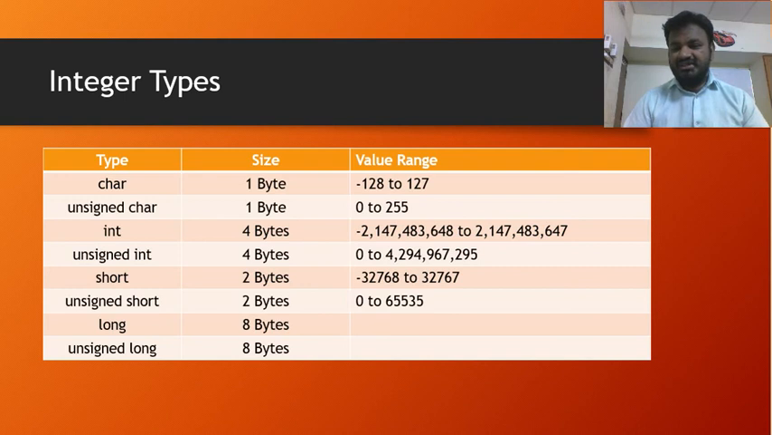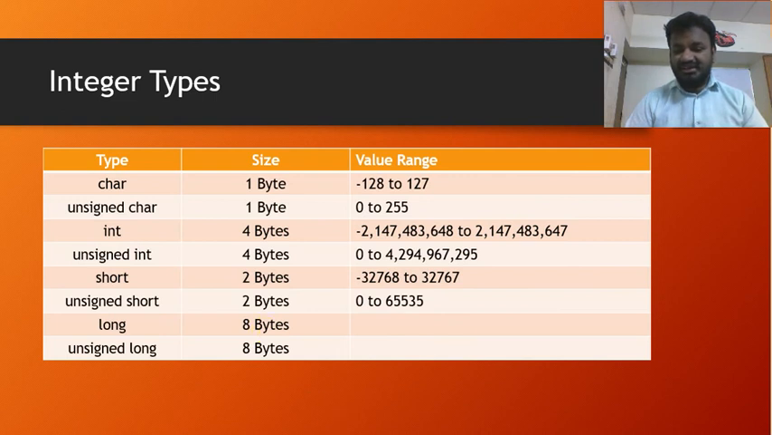Unsigned character is 1 byte, and the value range will be 0 to 255, and integer is 4 bytes, and the value range is some big number. And unsigned integer is 4 bytes, and it also starts from 0 to a bigger number. Short contains 2 bytes, and unsigned short contains 2 bytes, and long contains 8 bytes, and unsigned long contains 8 bytes. Long and unsigned long depend on the platform.